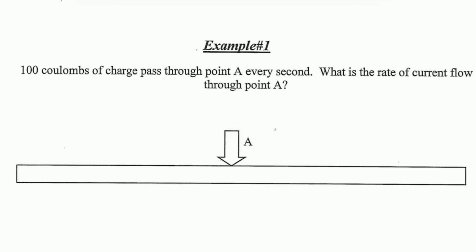All right, so now let's take a look at an example in which we'll be using our new formula for current. In this example, we have 100 coulombs of charge that pass through this point A every second. We want to find out what is the rate of current flow through point A. So we're going to use our new formula for current, I equals delta Q over T. It says it's going to be 100 coulombs of charge per 1 second. So that is simply going to give us 100 amps for our current.